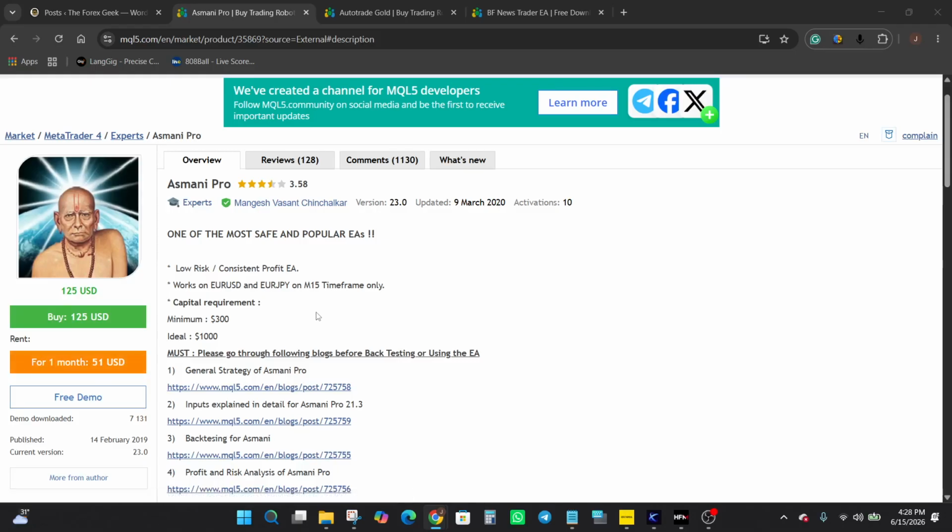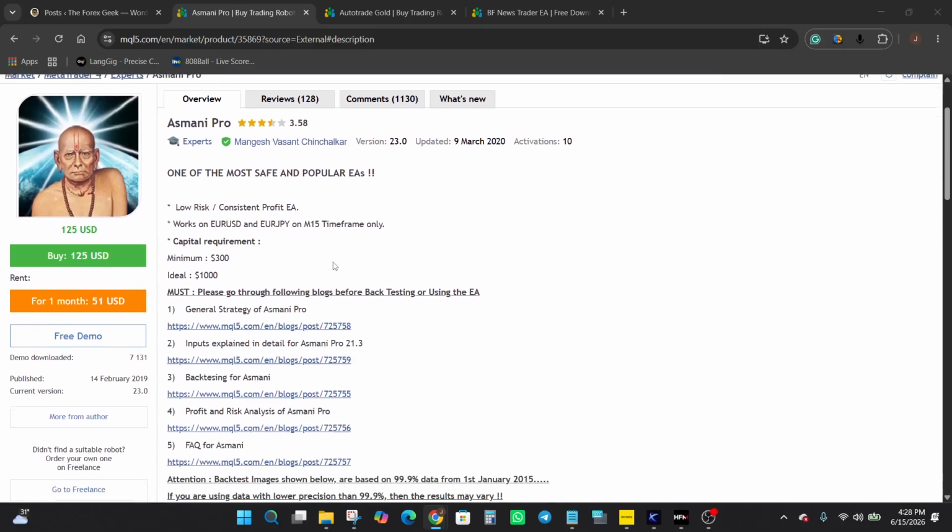The developer also highlights that this EA is positioned as a low risk and consistent profit system. It is described as one of the more popular and safer expert advisors. Although, as always, I'm just focusing on what is stated on the page rather than making any assumptions beyond that.